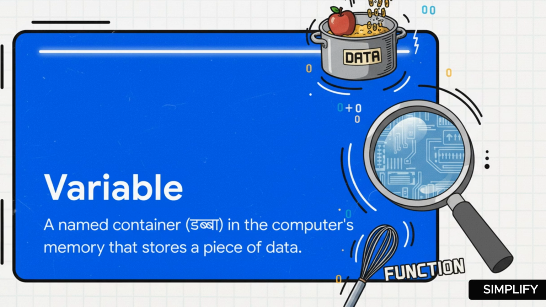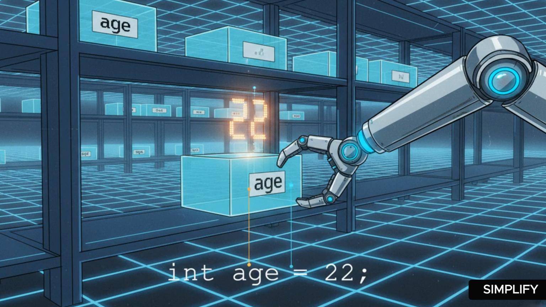And the best way to think about a variable is to just picture a labeled box. That's all it is, a named storage container sitting in the computer's memory, waiting for you to put a piece of information inside it. Let's make this real. Take a look at this line of code. This simple instruction is basically telling the computer, hey, I need you to create a box, label it age, and just so you know, it's going to hold a whole number. Now, put the number 22 inside. That's literally all that's happening.